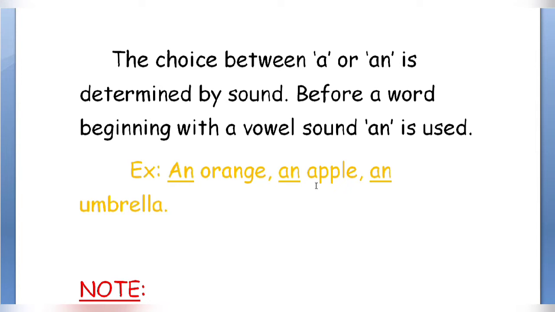An apple begins with the vowel sound A. Apple. An apple. An umbrella. When you say umbrella, it begins with the vowel sound, umbrella. Okay, so you say an umbrella.